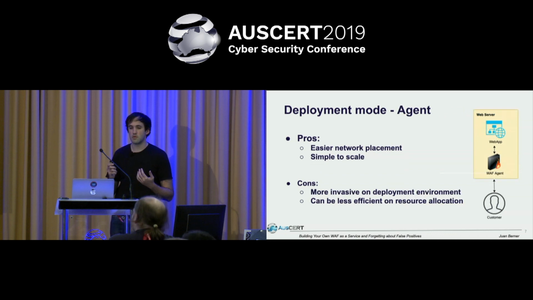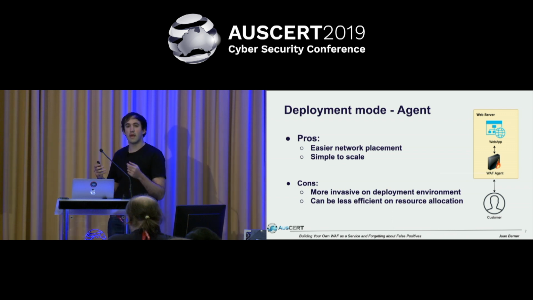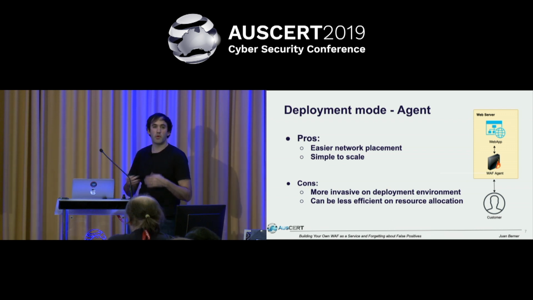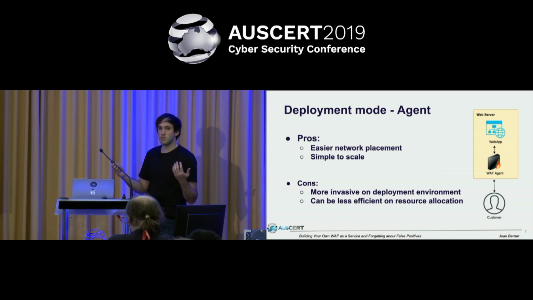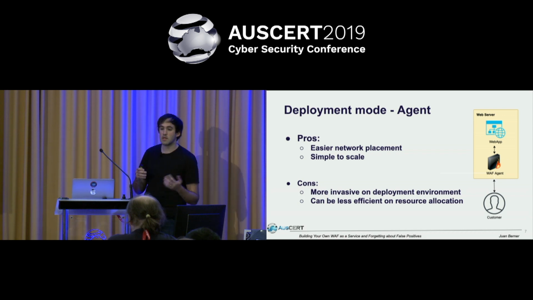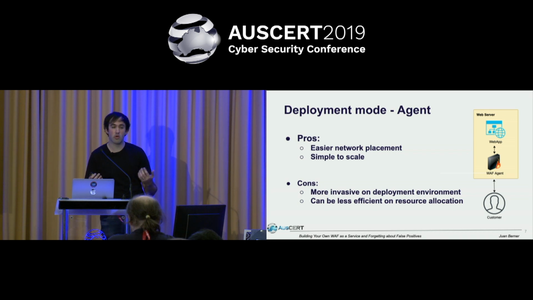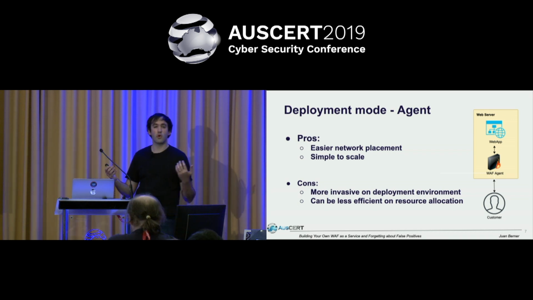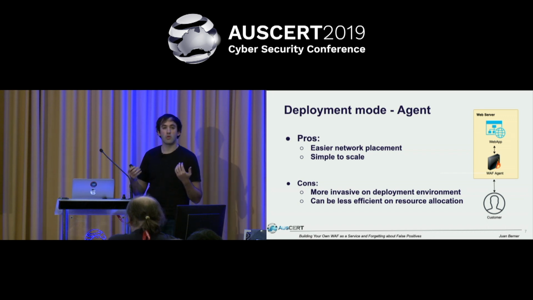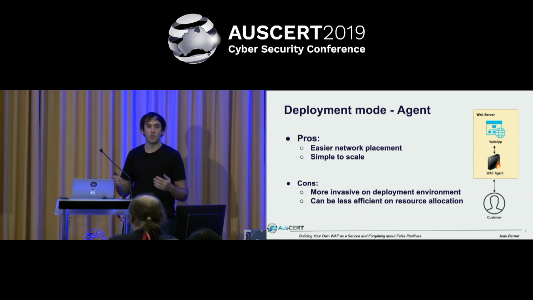Then a newer deployment mode has been the agent mode, which means that, for example, a web server might have an agent in the same host, and it's very easy to place and simple to scale. You just scale it with your web servers, for example. But the downside is that now it can be a lot more invasive and it can make the resource allocation trickier or less efficient. Just imagine that if your web server is using 1 GB of RAM and you're using containers, suddenly every single container has to have its own WAF container in its pod, which might be using 3 GB of RAM.